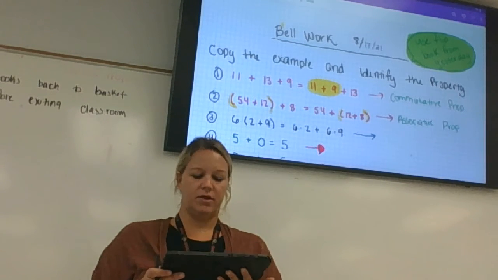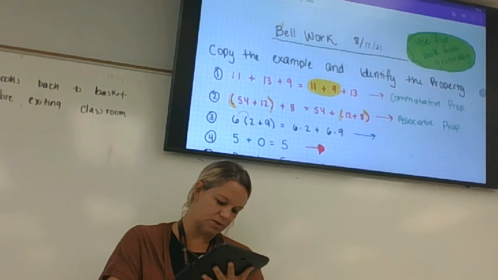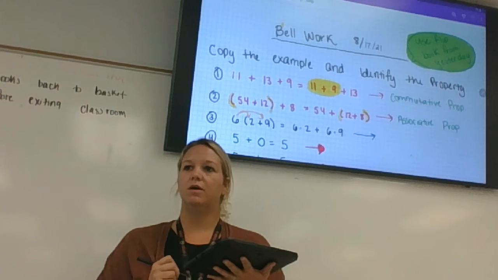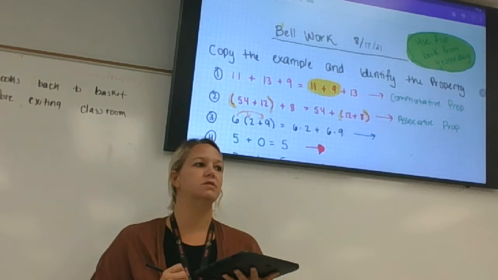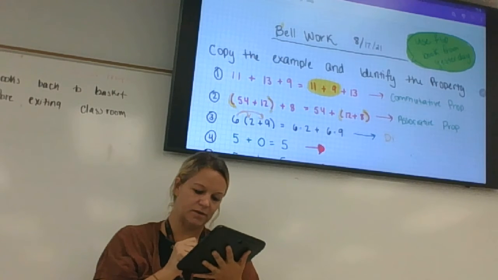All right, number 3. I don't like number 3. What I would prefer to see on number 3, especially if this was a problem you were doing, is some nice little arrows like that. What property is that one? Somebody else? Yeah. Distributive property.